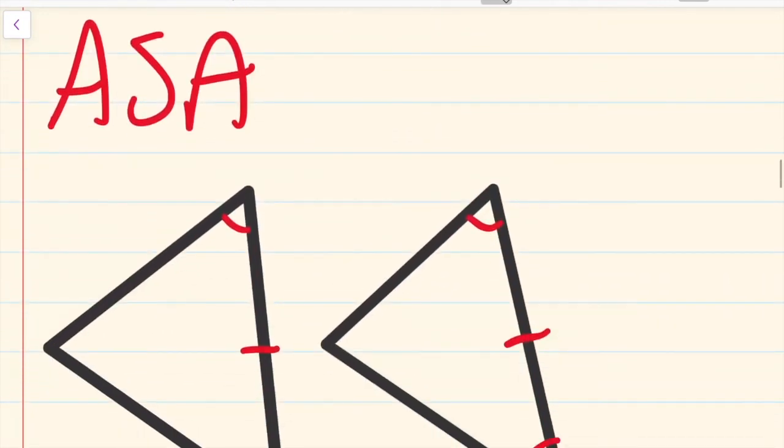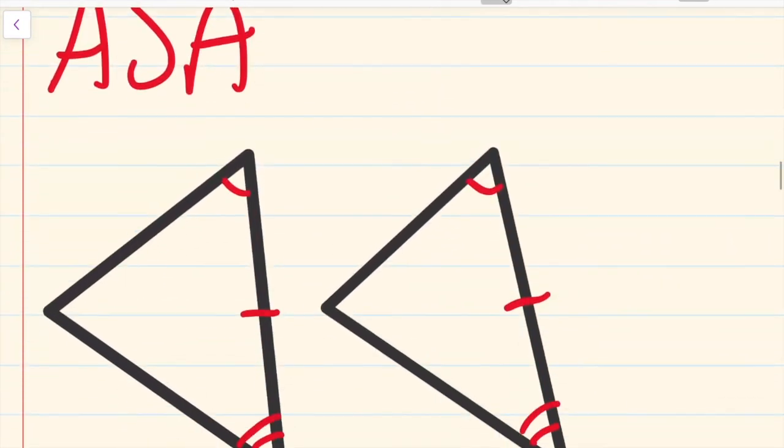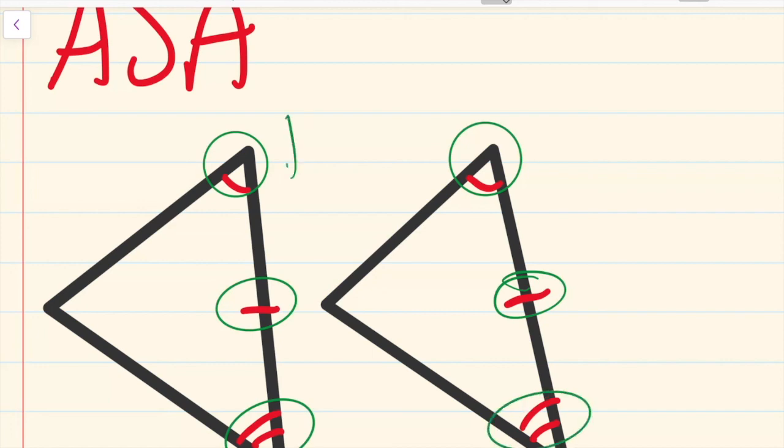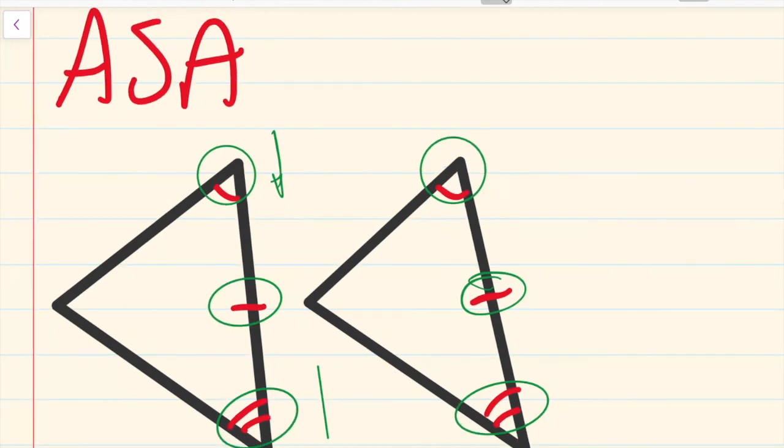Now for the ASA, it's angle, side, angle. And once again, everything's close to each other. We have an angle we do know, a side we do know, and another angle we do know. Doesn't matter which way you go. It's angle, side, angle. And those are the first three we're going to talk about right now. In our next video, we'll talk about more challenging types of rules.